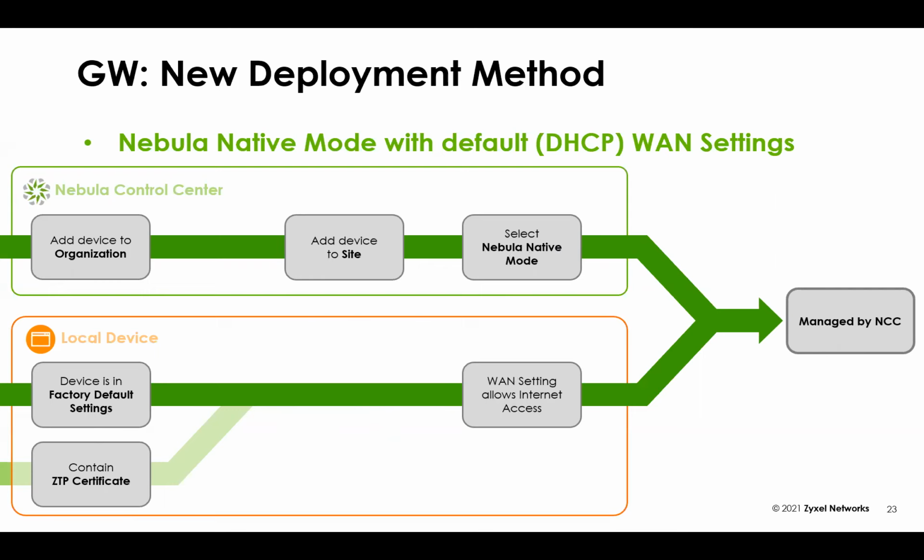So what you can do is choose the Nebula Native Mode, which gives you a few screens where you can set up the WAN IP address to access the internet, and then you can test your internet connection, and at that point, it'll communicate with the NCC server as long as you've added the device to a site and it's been registered in Nebula.